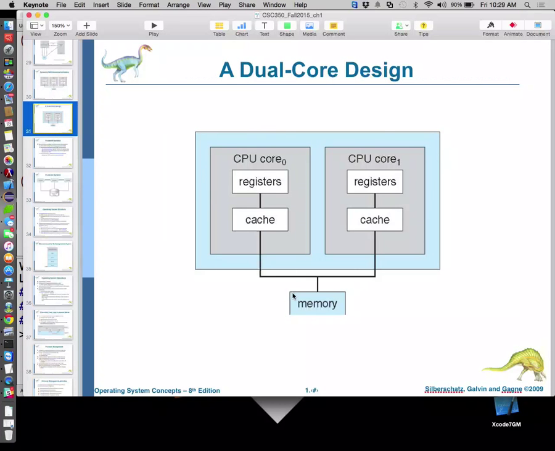Okay, so this is the dual core thing, where we actually have a single CPU. Each CPU has registers, which we talked about a little bit, at the top of our pyramid as the fastest memory. These are basically hardware-based variables. Then they have cache on the individual cores, and this is where you'd have that L3 cache out here in modern CPUs.